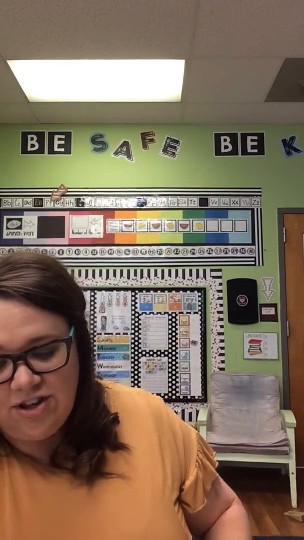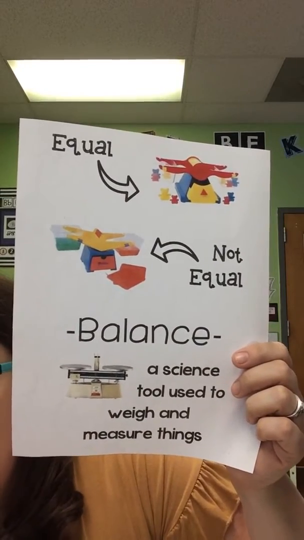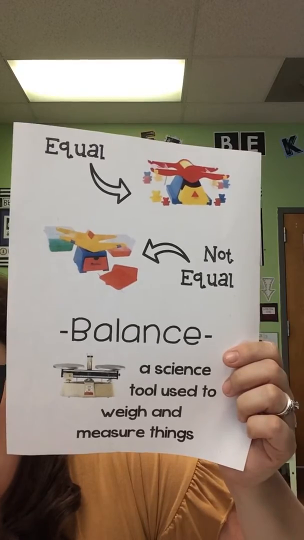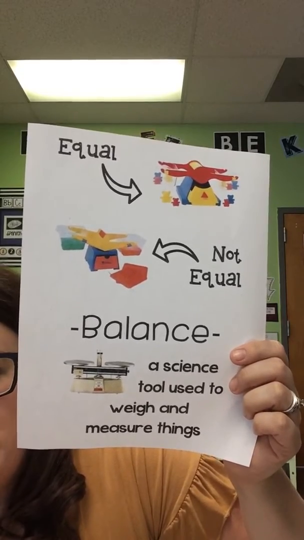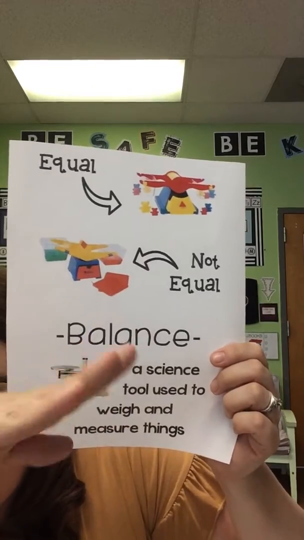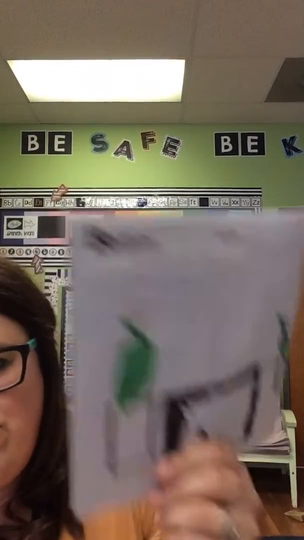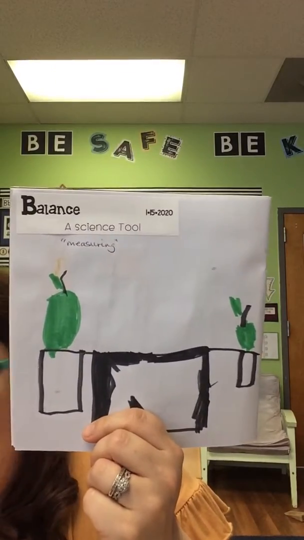And next we learned about the science tool called a balance. A balance. Things are either equal or not equal. Equal or not equal when the balance moves back and forth. And then we got to measure different things on the balance.